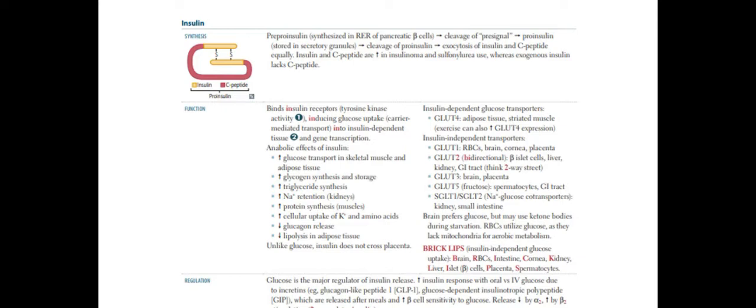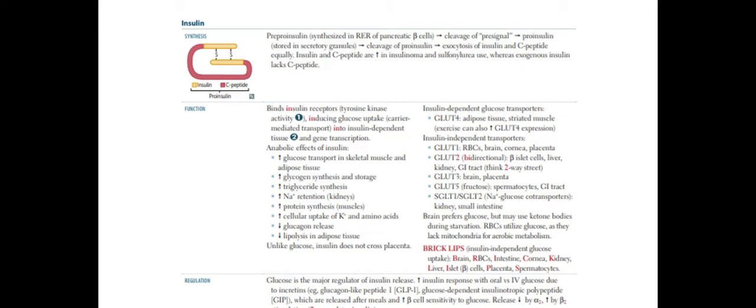The pre-signal is cleaved from pre-proinsulin, creating just proinsulin, which is stored in secretory granules of the pancreatic beta cells. Whenever there is a need for insulin in the body, proinsulin will be cleaved, and there will be exocytosis of insulin and C-peptide from the granules of the pancreatic beta cells. So patients who have insulin-secreting tumors, such as insulinomas, have an elevated insulin and C-peptide.